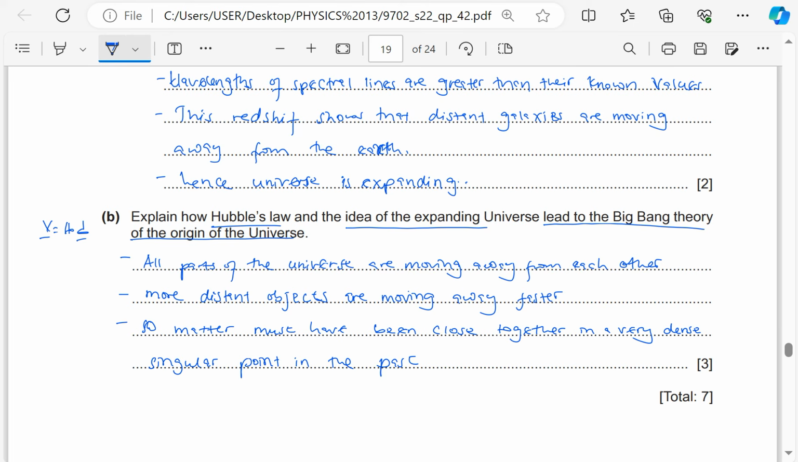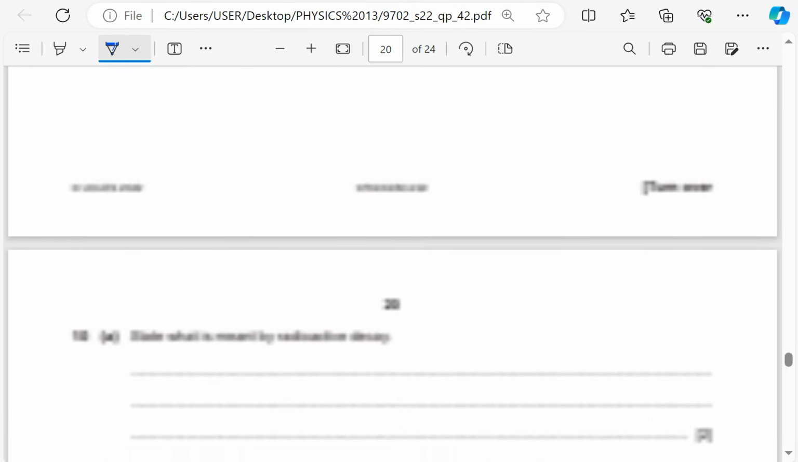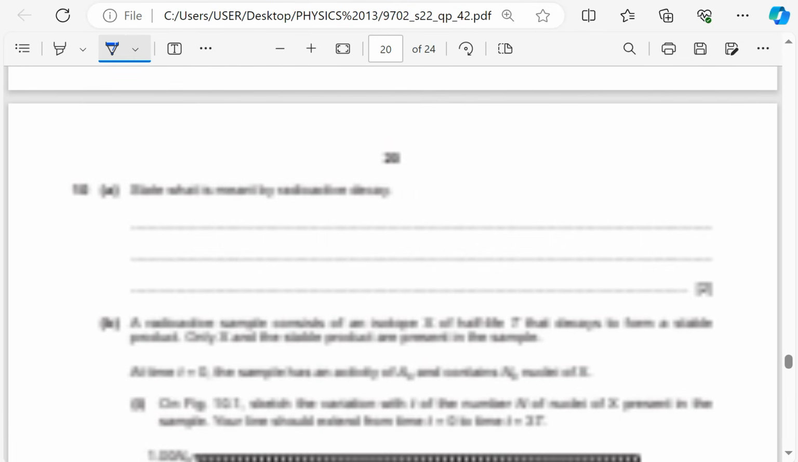So if we consider all the parts of the universe moving away from each other, and with the more distant objects moving faster, then we can predict that if we were to trace back where everything started from, then matter must have been close together in a very dense singular point in the past. That is the idea of the Big Bang. Okay, so that is cosmology and astrophysics.